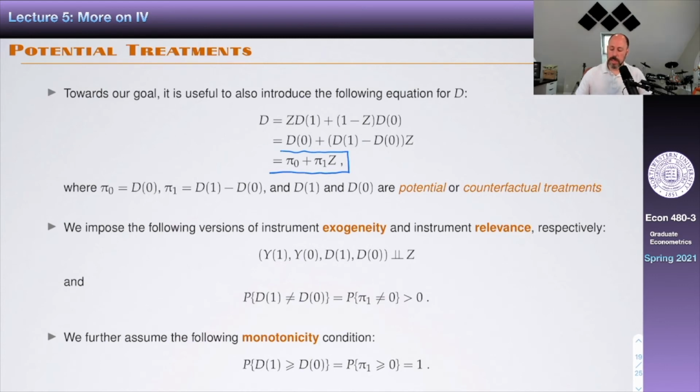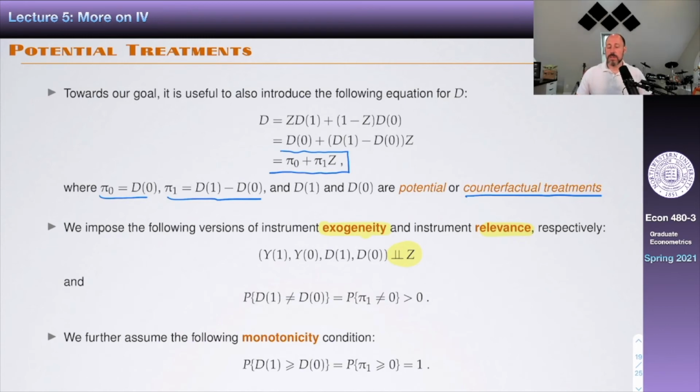These D's are called potential or counterfactual treatments. Some people actually just call them potential outcomes. I would like to call them differently so that we don't get confused, but some people do that. And then the model that we get is, again, another model with random coefficients, because pi 0 is D0, and pi 1 is D1 minus D0. And since we have an instrument, we typically need the conditions for the instrument to work, which are exogeneity and relevance. Here, exogeneity takes this form, where the instrument is independent of all the potential outcomes and all the potential treatments.